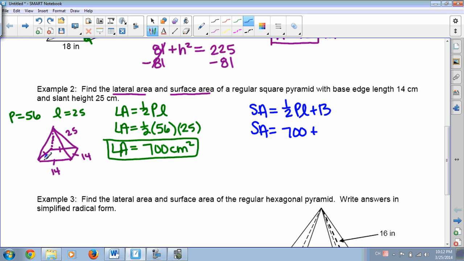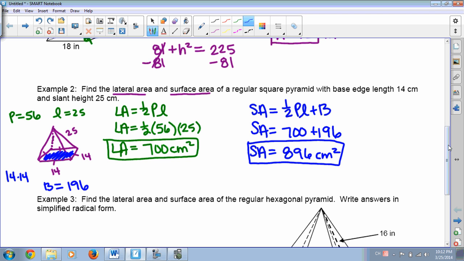Well, let's come back over here. Remember, our base is the square, and the area of a square is just side times side. 14 times 14 would give us 196. So the area of our base is 196. And 700 plus 196 is 896 centimeters squared.